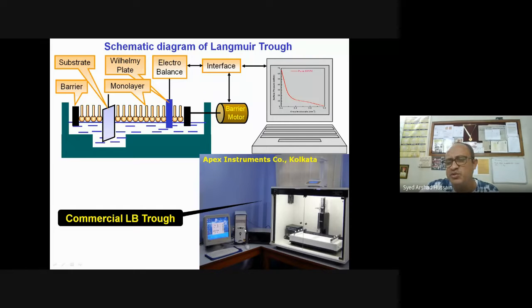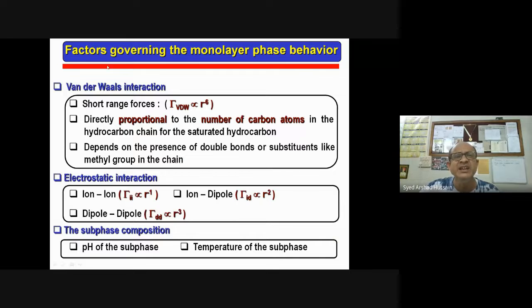Everything is computer controlled, because if you try to compress by hand, a minute jerk can change the property, can change the organization. So you have to be very careful. Maybe this compression is of the order of 1 millimeter per minute, 1 millimeter per 5 minutes, something like this. Very slowly, very minutely, you have to do it. There are so many factors which govern the monolayer phase behavior, that means the organization of your material at the air interface.